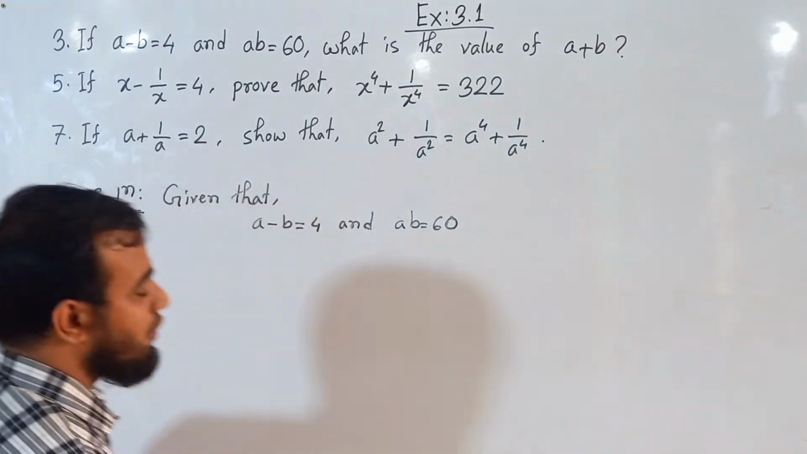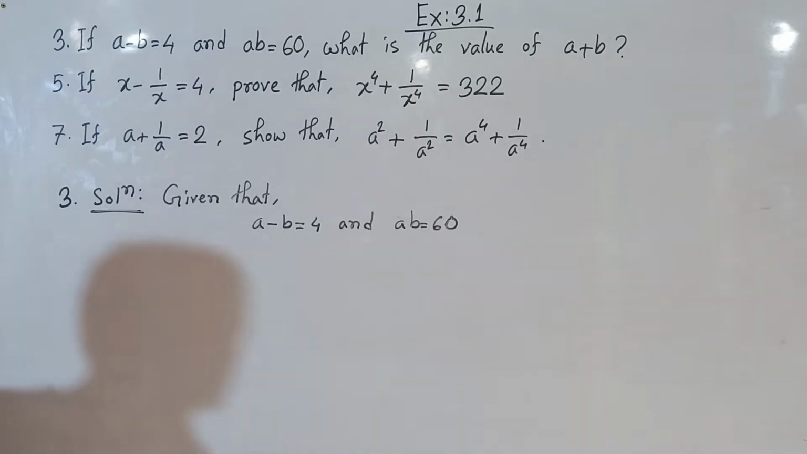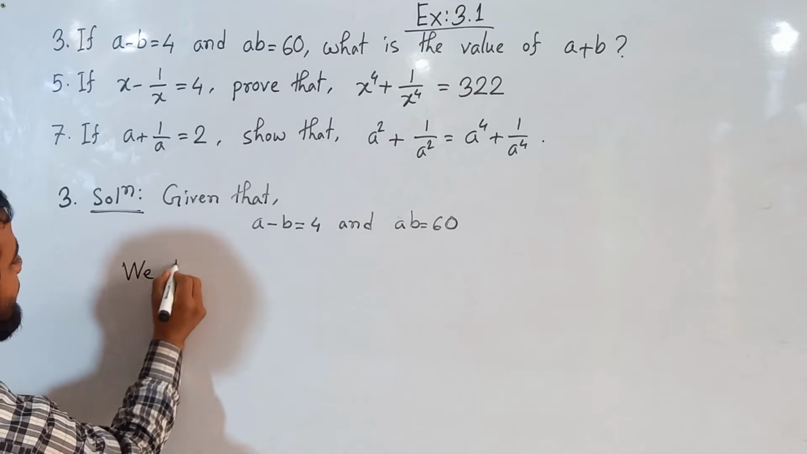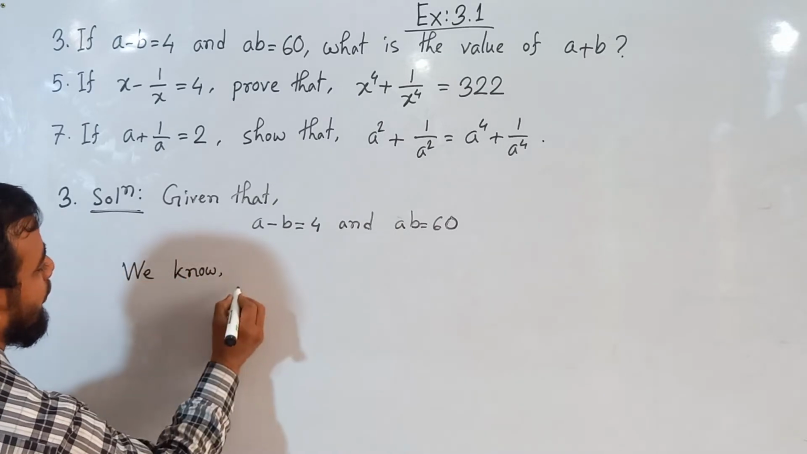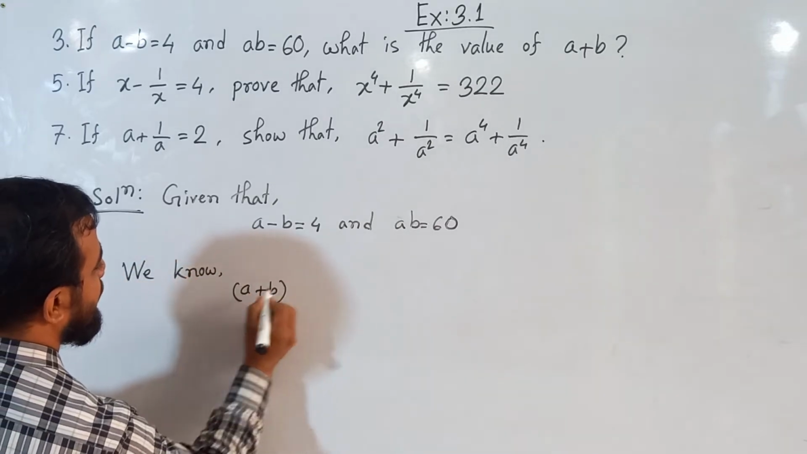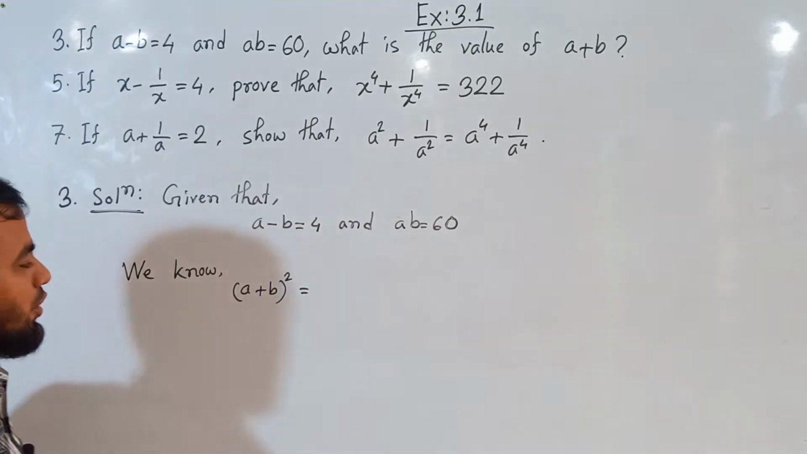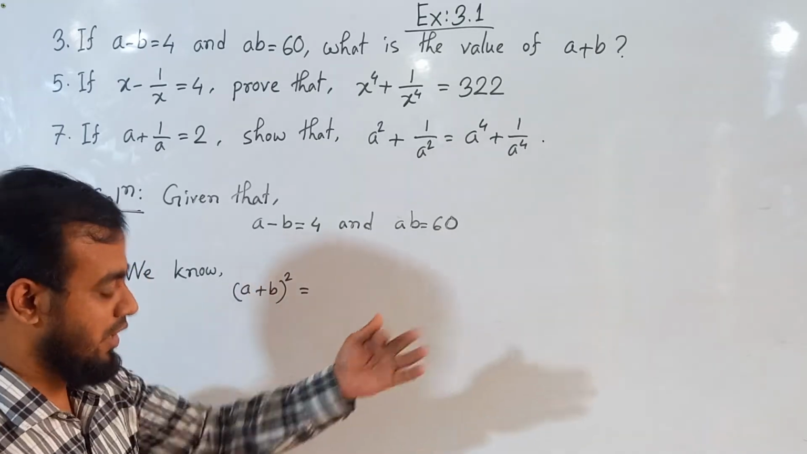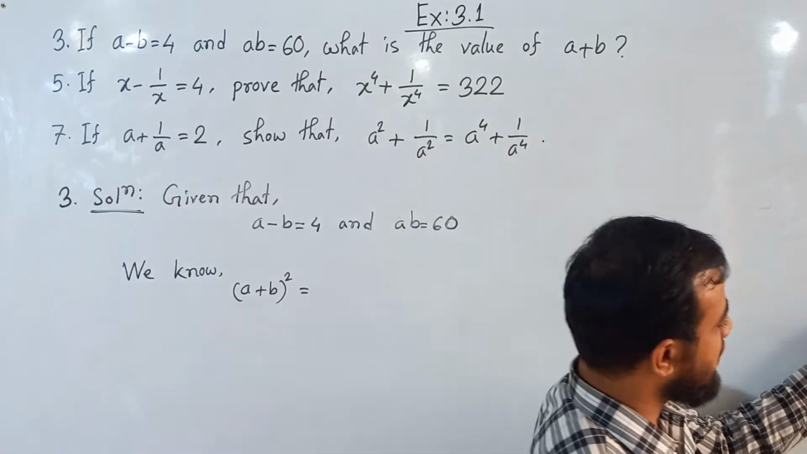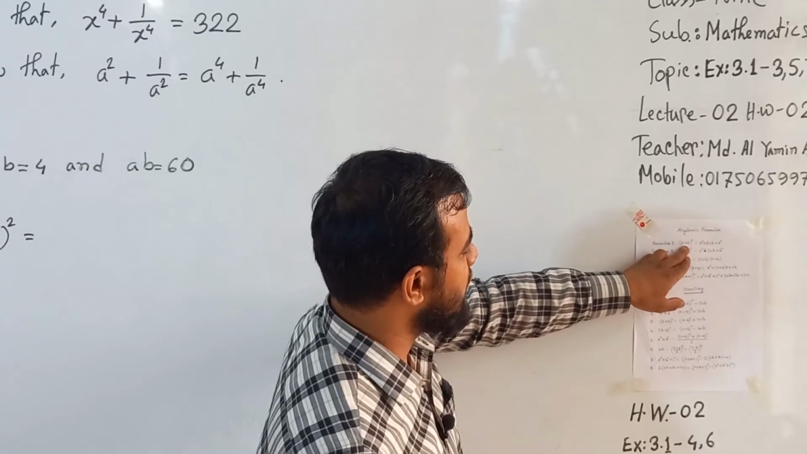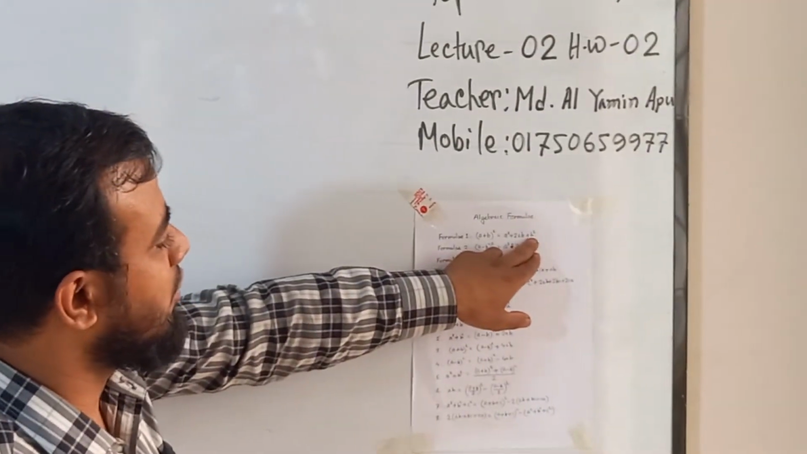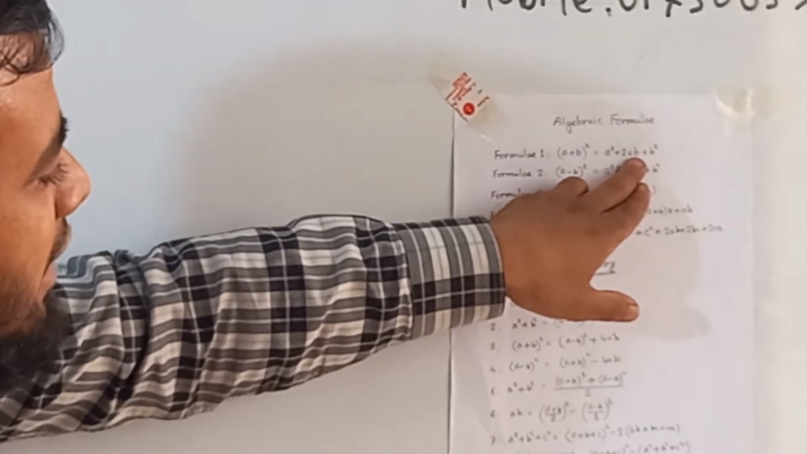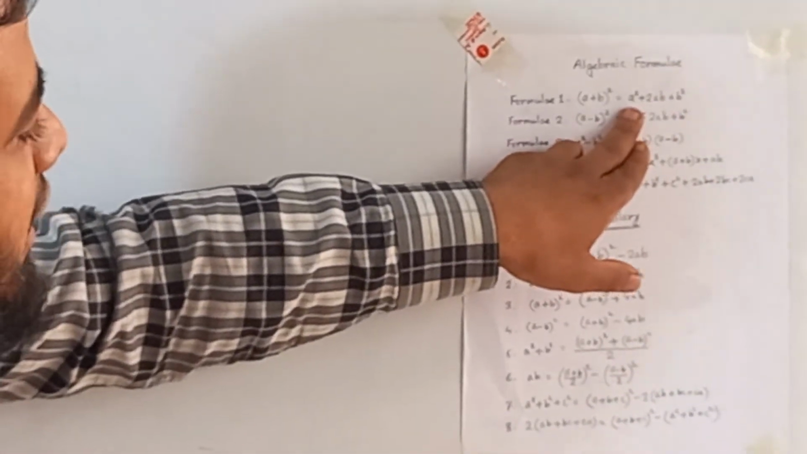Now my dear students, we are going to find the value of a plus b. How can we find it? We will first find the value of (a plus b) whole squared. We know (a plus b) whole squared equals what? We will use the formula we have here in the box, on the chart. Look, (a plus b) squared equals a squared plus twice ab plus b squared. But we don't have the values of a squared and b squared. We only have the value of ab given here.